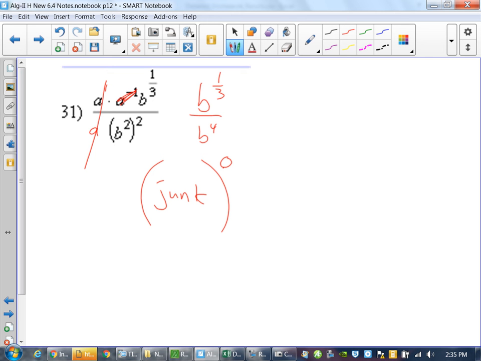Yes, sir. Well, if junk is 0 though, then 0 to the power is still 0. 0 is the weird one, yes. So this would be 1 or 0, unless we assume that all variables are not equal to 0.